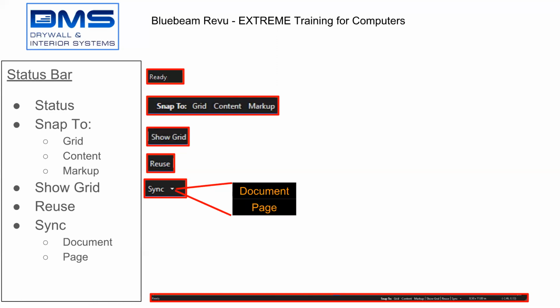If you're in page sync, when you're on page 9 and page 9 in the other, when you scroll and zoom in and zoom out, it will do the same on page 9 of A and page 9 of B.